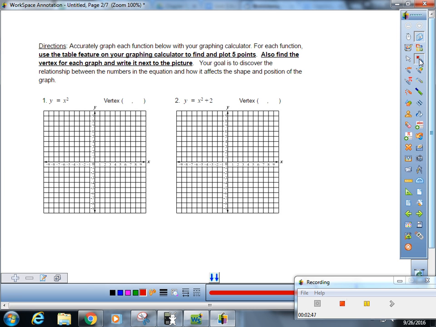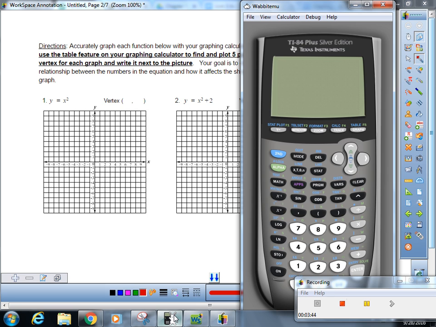All right. So, here's what we're going to do. You're going to go to your graphing calculator. Okay? You hit Y equals. Why isn't it working? Let's see.